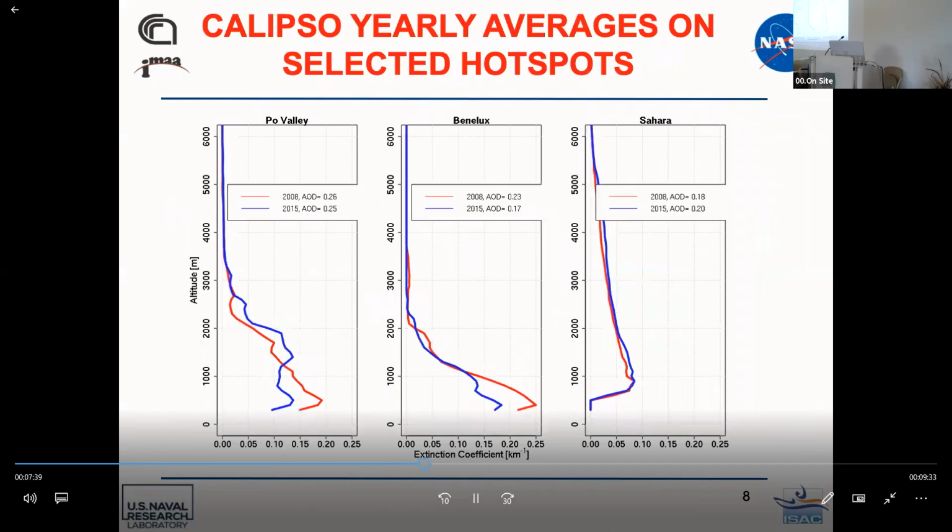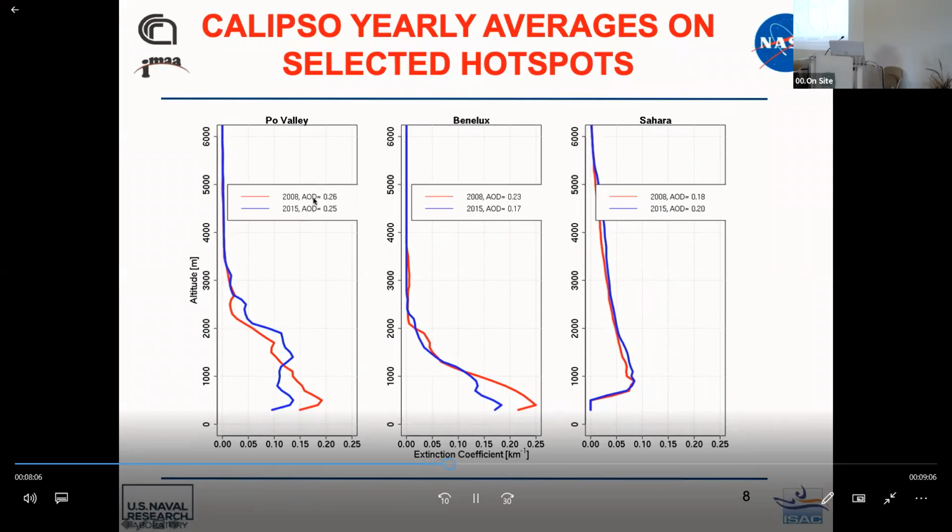And this is an example of how the atmospheric profile changed in the Po Valley, for example, from 2008 to 2015 in the three regions. This is why LiDAR is very important, because it can give an insight into the vertical dimensions of the aerosol.